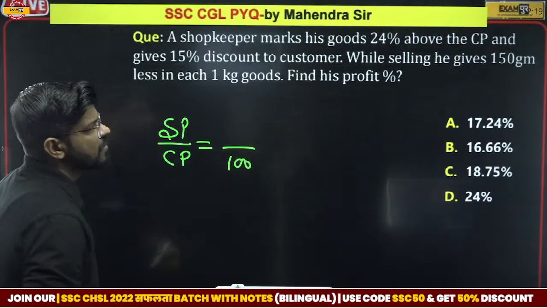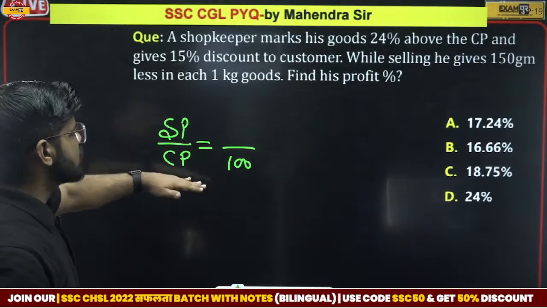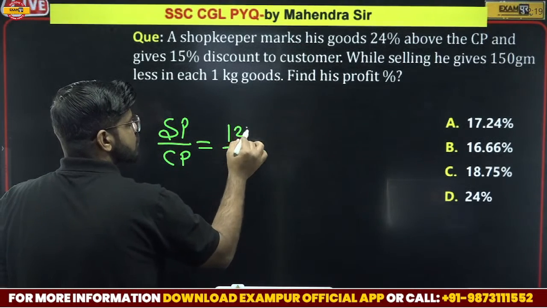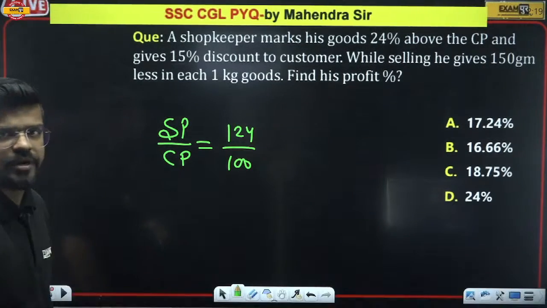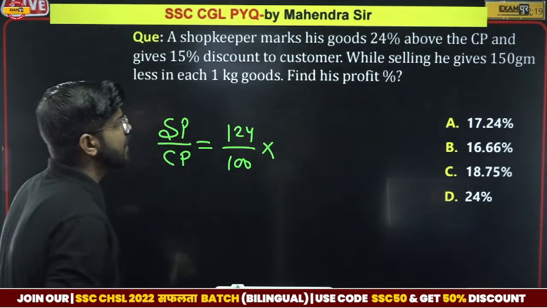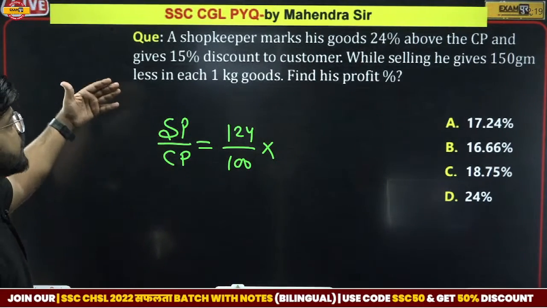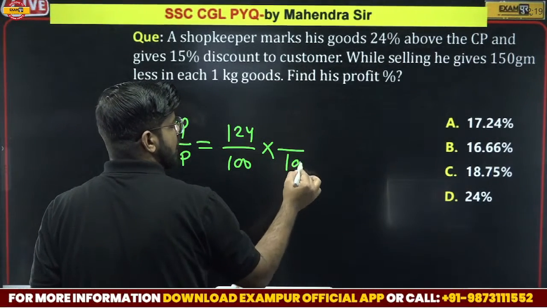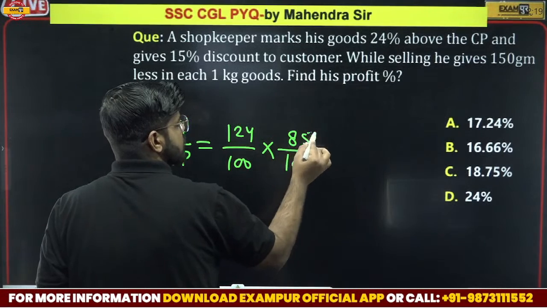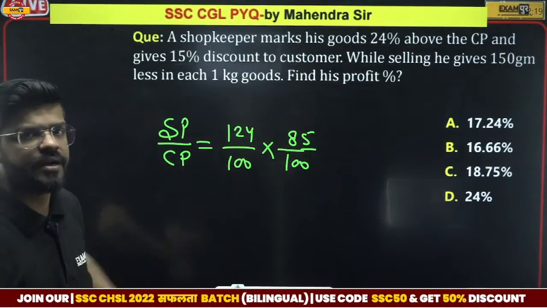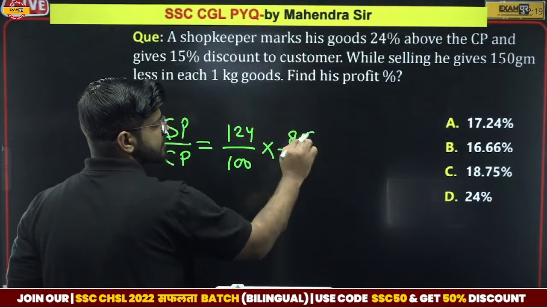A shopkeeper marks 24% above the CP. So see, if CP is 100, he marks 24% above it. So it will be 124 upon 100. Multiply. Now he gives 15% discount. What is 15% discount? That means the 100 will become 85, 15 less than 100. He sold 15 less than 100.